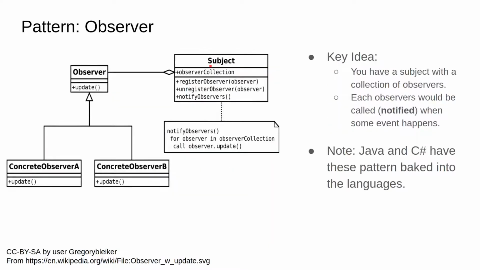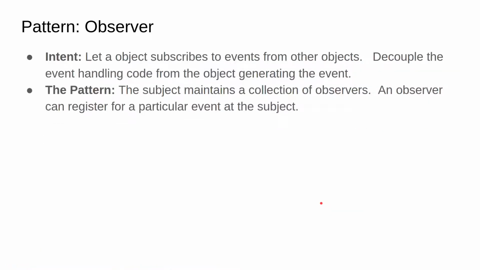Okay, so let's look at it again. The key idea of the observable pattern is that you have a subject with a collection of observers, and each observer is called or notified when some event happens. The observable pattern is so important that Java and C# have it baked into the languages. The intent is to let an object subscribe to events from other objects, and this decouples the event handling code from the object that generates the events. So let's see how we would do that in our monkey code.